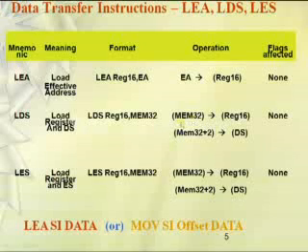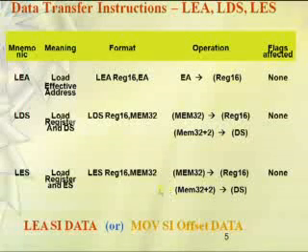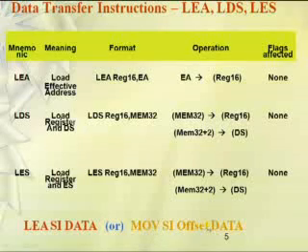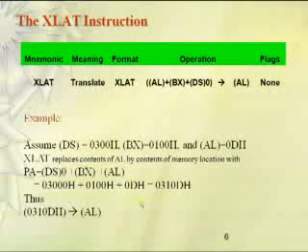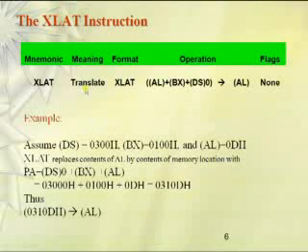The next instruction, LDS, not only loads the specified 16-bit register but also loads the data segment register. The address which we specify gets loaded into the 16-bit register, and the address plus 2 will be loaded into the data segment register. LES is similar, but it loads the data into the extra segment register, not the data segment. Here, LEA SI, data is similar to MOV SI comma offset data. Now we have one more, XLAT, which is the translate instruction. It copies the contents pointed to by the physical address location to the AL register.